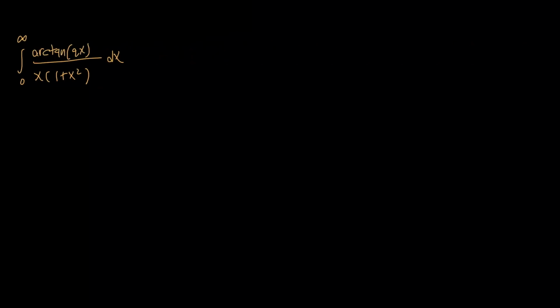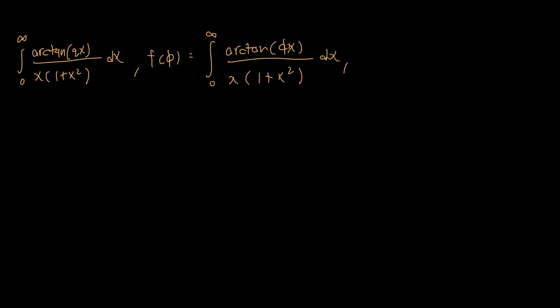Today we'll be doing the integral from 0 to infinity of the arctangent of qx divided by x times 1 plus x squared dx. And to start off, we will define a function. F of phi is the integral from 0 to infinity of arctangent of phi x divided by x times 1 plus x squared dx, with the condition f of 0 is 0 and f of q is the integral we want.